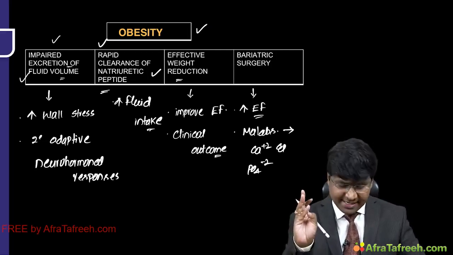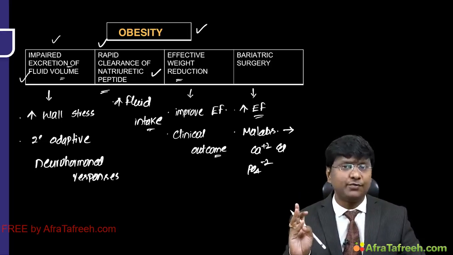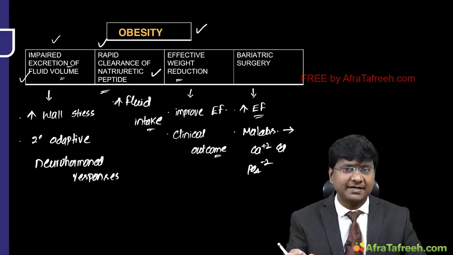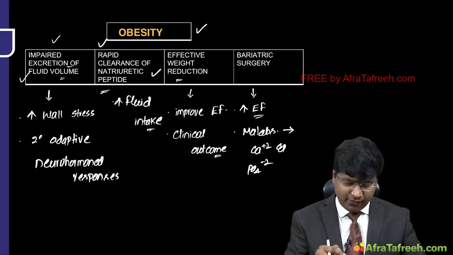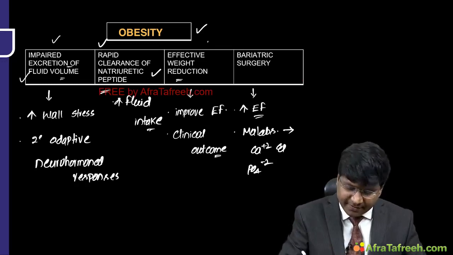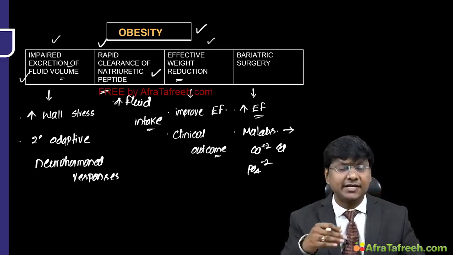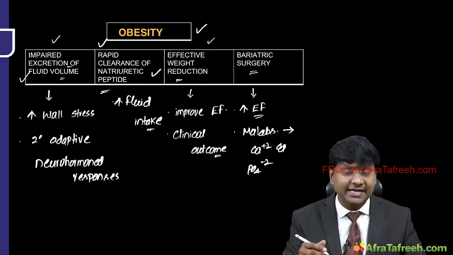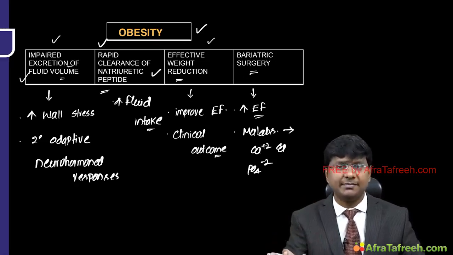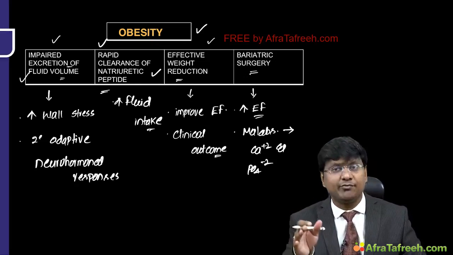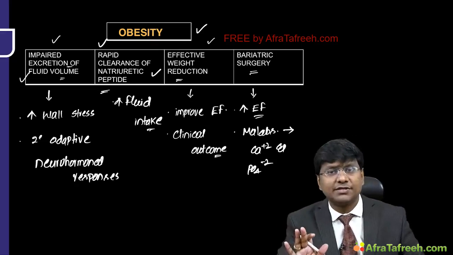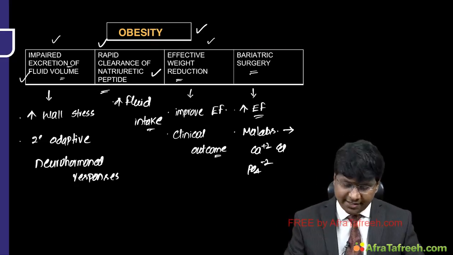So in obesity, please remember, because of impaired excretion of the fluid volume, there can be increased wall stress on the ventricles, and that can precipitate the development of cardiomyopathy. And why is there impaired excretion of the fluid volume in obesity? That is due to rapid clearance of the natriuretic peptide. Effective weight reduction can improve the ejection fraction within the individual, and even bariatric surgery will improve the cardiac function, and thereby the symptomatology can be reduced. But the only thing is, there can be post-operative malabsorption and nutritional deficiencies of calcium and phosphate. Okay, so this is the story of obesity causing dilated cardiomyopathy.